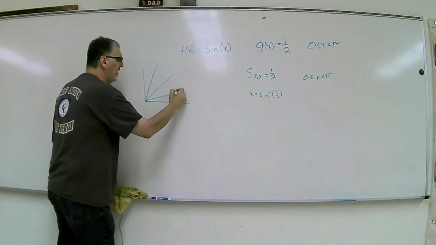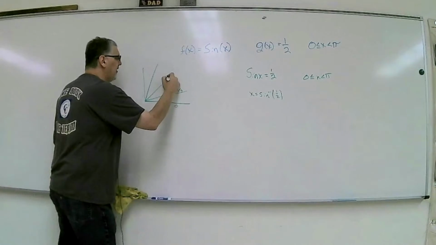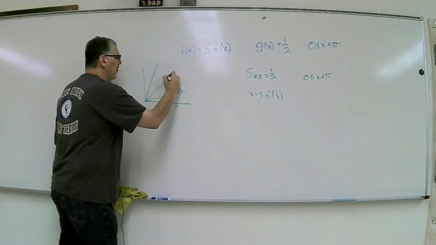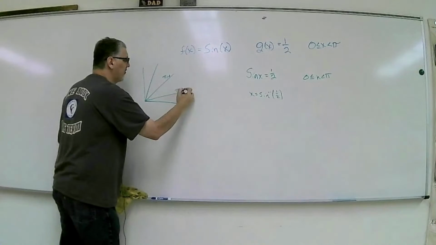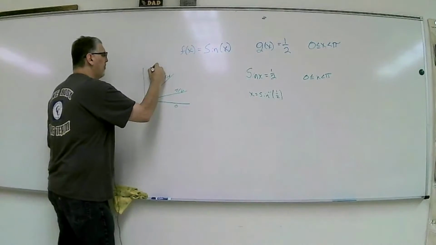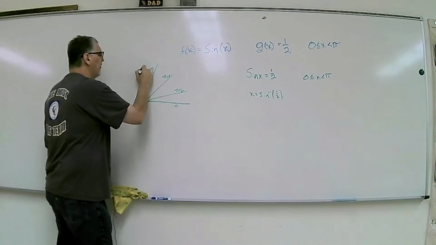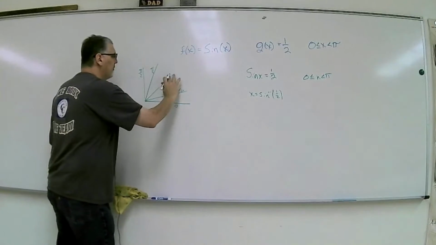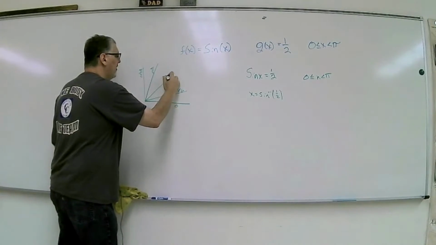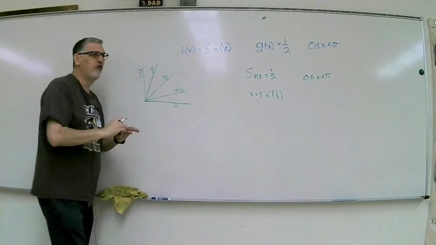This is 0 radians. This is pi over 3, pi over 4. This is not pi over 3. This is pi over 6. And this one's pi over 3, and this is pi over 2. The points come from your hand.